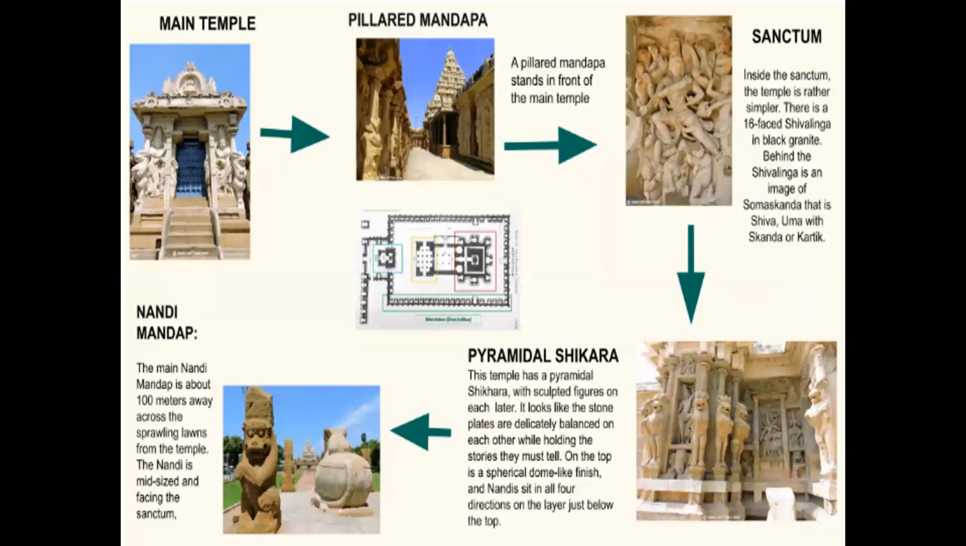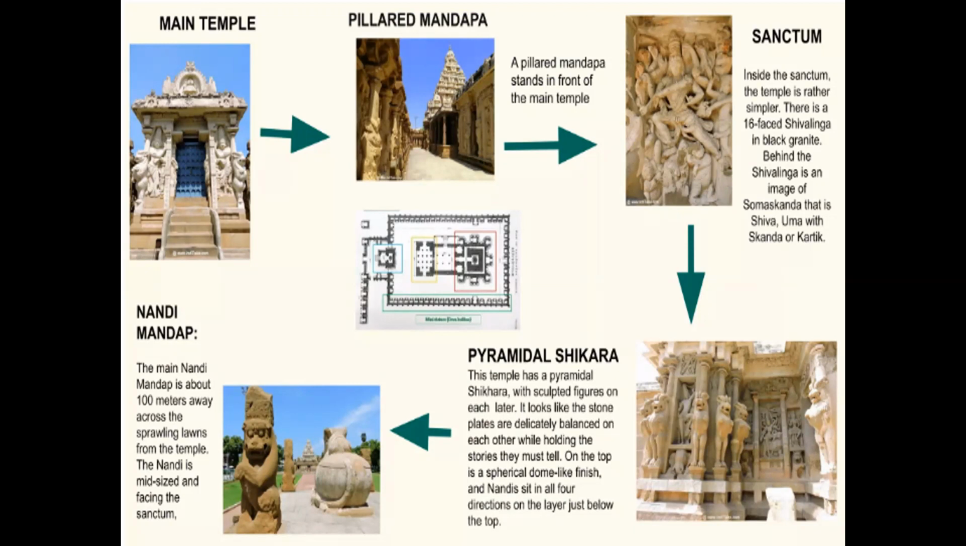A pillared mandapa stands in front of the main temple. Inside the sanctum, the temple is rather simpler. There is a 16-faced Shivalinga in black granite. Behind the Shivalinga is an image of Somaskanta, that is Shiva, Uma, with Skanda or Kartik.